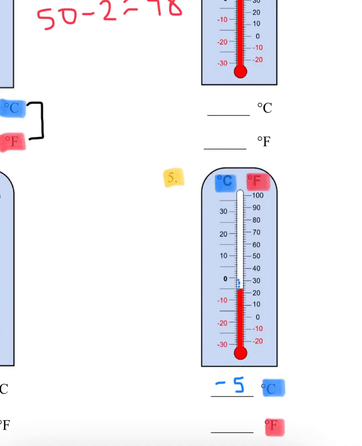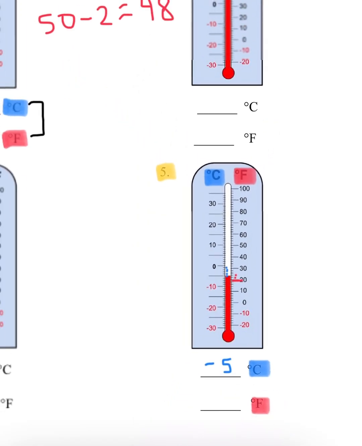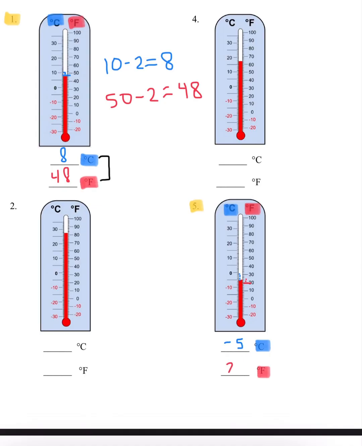And in Fahrenheit, if here is 20, 19. Oh, we're going up actually. 20, 21, 22. So for Fahrenheit, it's going to be 22 degrees.